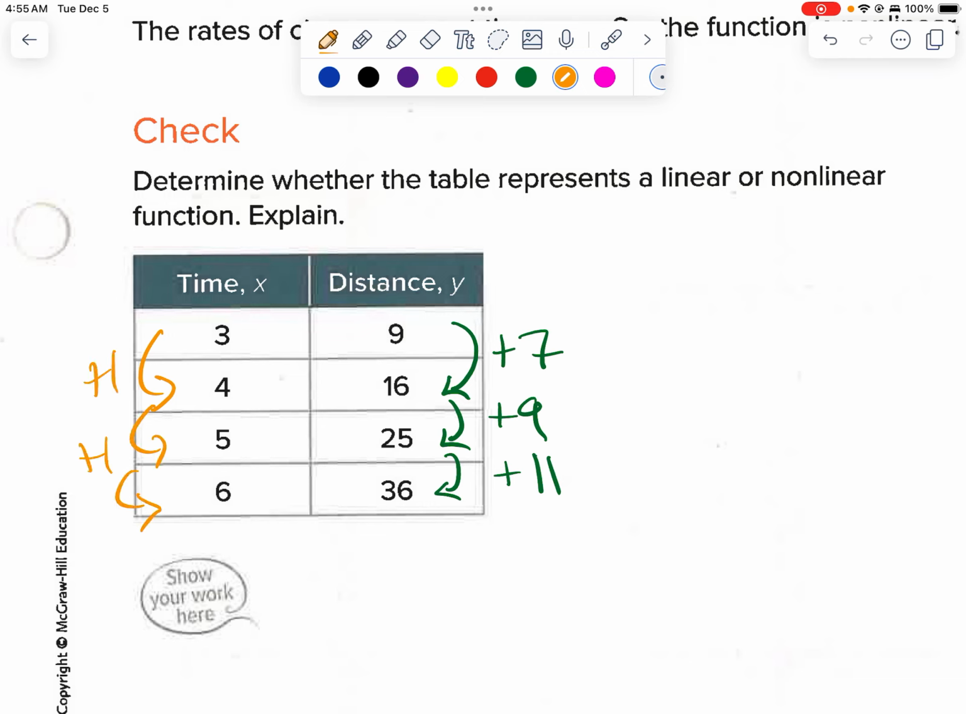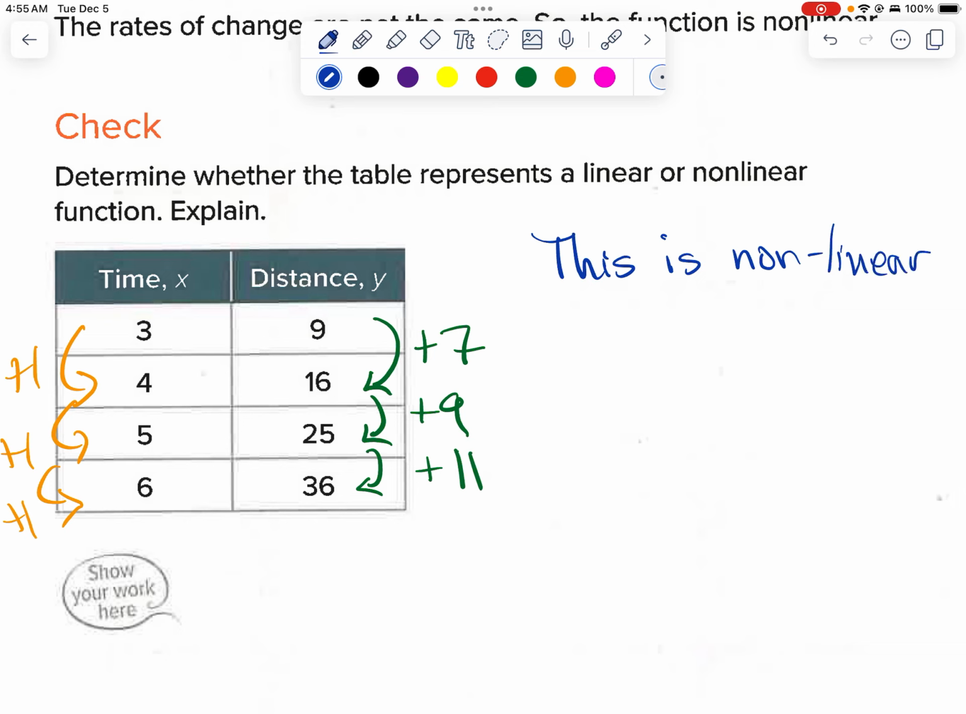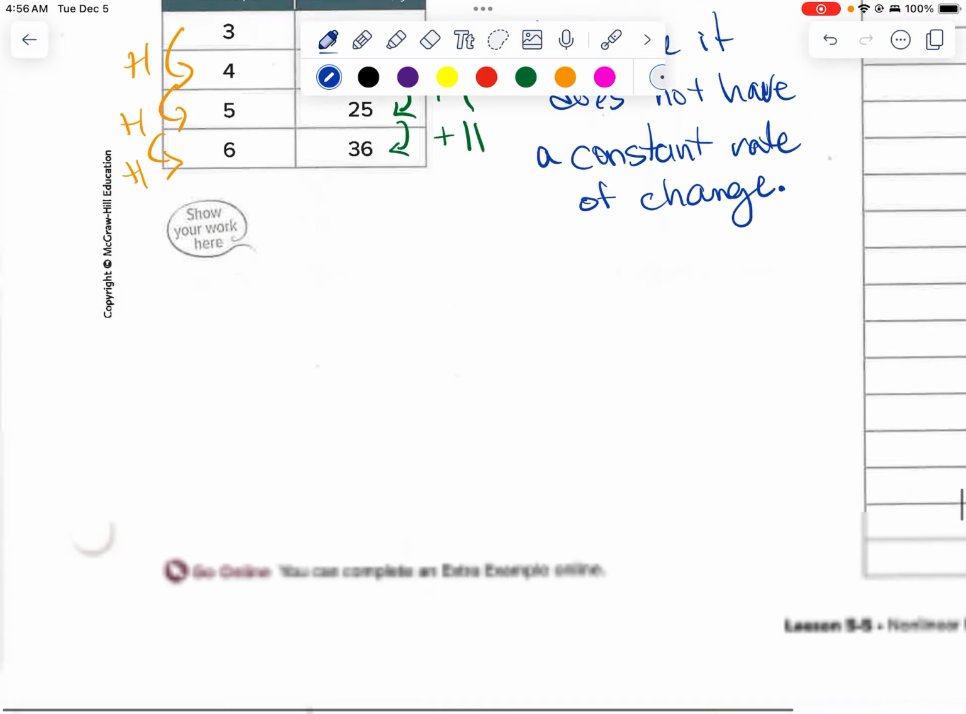These are all going up by 1s. That means this is non-linear. Linear. Because it does not have a constant rate of change. Okay.